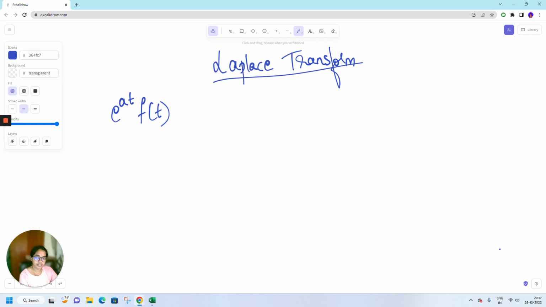When do we apply derivative property? When we have the question in the form of t power n into f of t. And when do we apply the third property, where you integrate? When you have f of t divided by t. All three we studied in the previous classes and we even solved some problems.